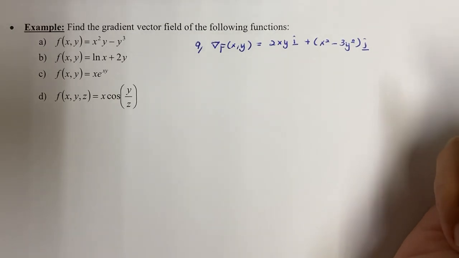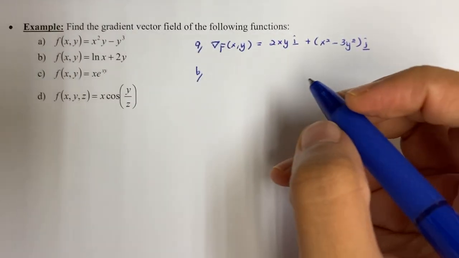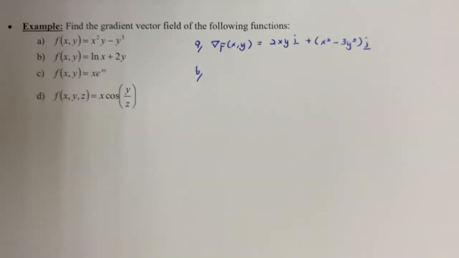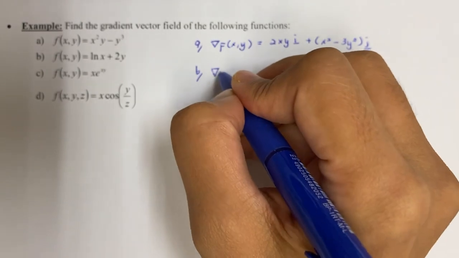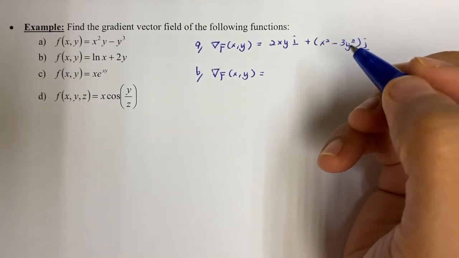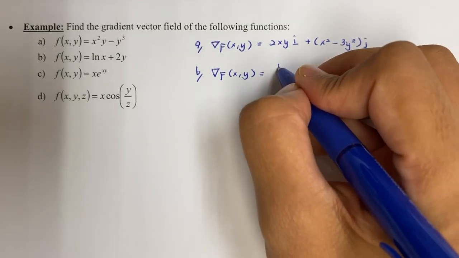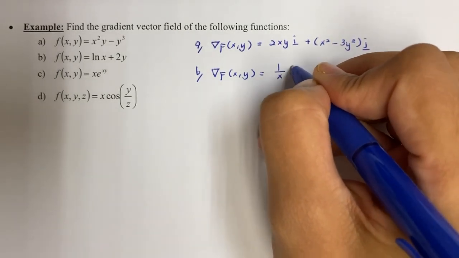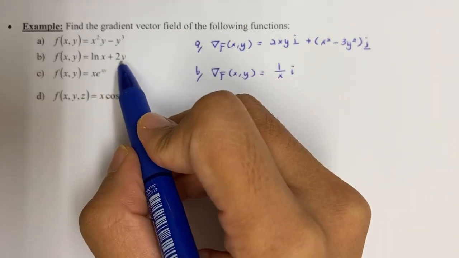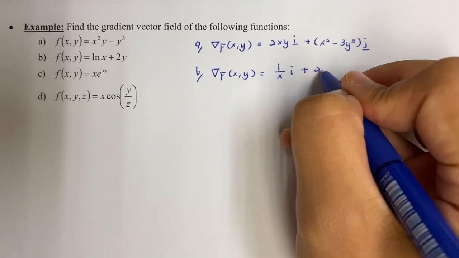Okay, gradient for A. Continue with B. f(x,y) equal to ln x plus 2y. So the gradient of f(x,y) is equal to, differentiate ln x, which is 1 over x, for i. And then you don't have x in the second term, so for j you just have 2j.